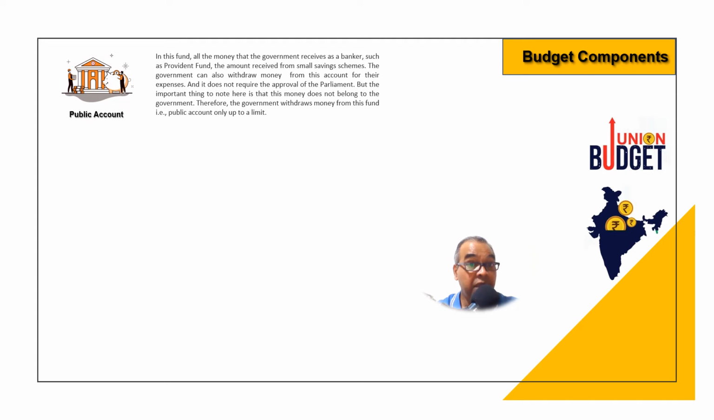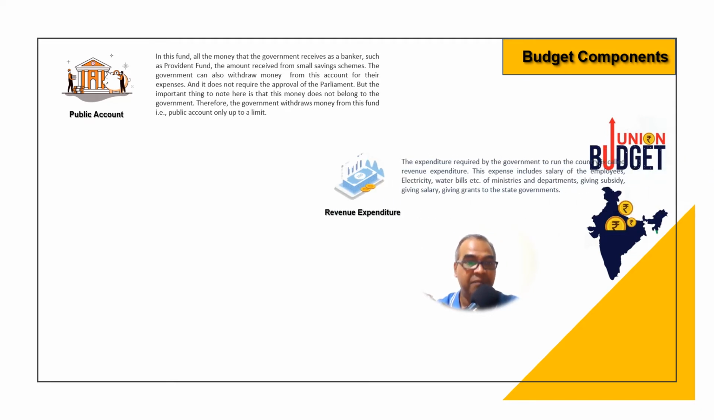Public fund. In this fund, all the money that the government receives as a banker, such as Provident Fund, the amount received for small savings schemes. The government can also withdraw money from this account for their expenses, and it does not require the approval of the parliament. But the important thing to note here is that this money does not belong to the government. Therefore, the government withdraws money from this particular account, that is public account, only up to a limit.